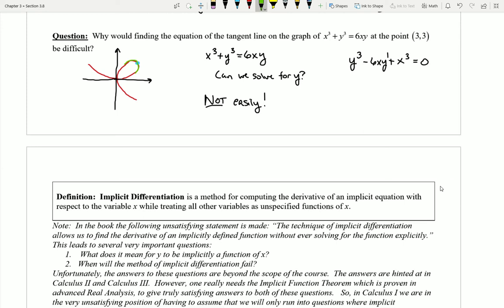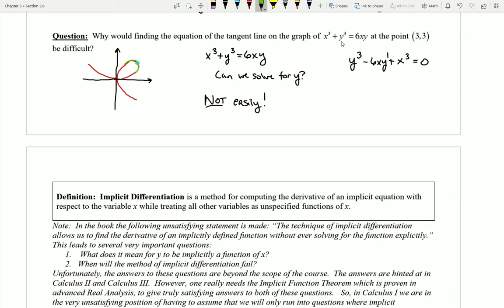So at the end of the last video, we came across this important question, which was how are we going to find the tangent line on the graph of a curve where I would not be able to easily say solve for y and figure out a formula for a portion of this curve that would be a function and goes through my point of interest. This is a very complicated and unfortunate situation that we find ourselves in.